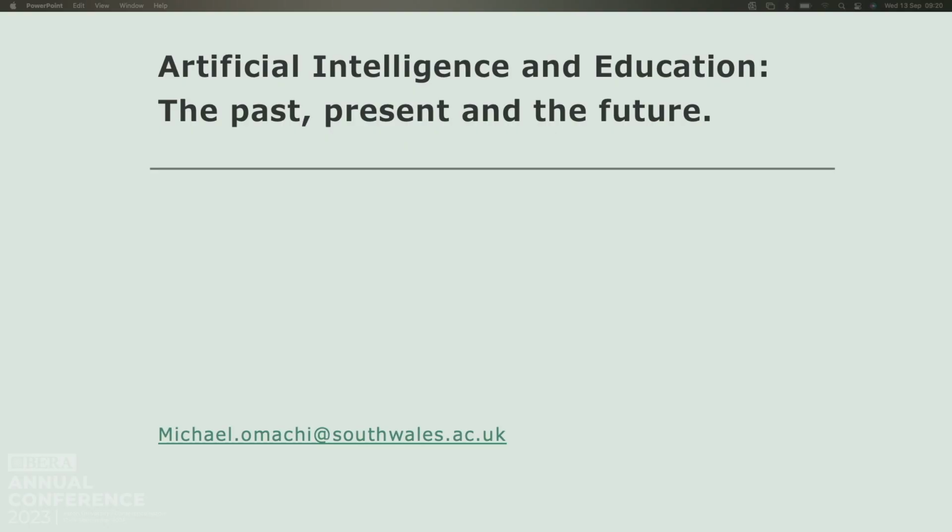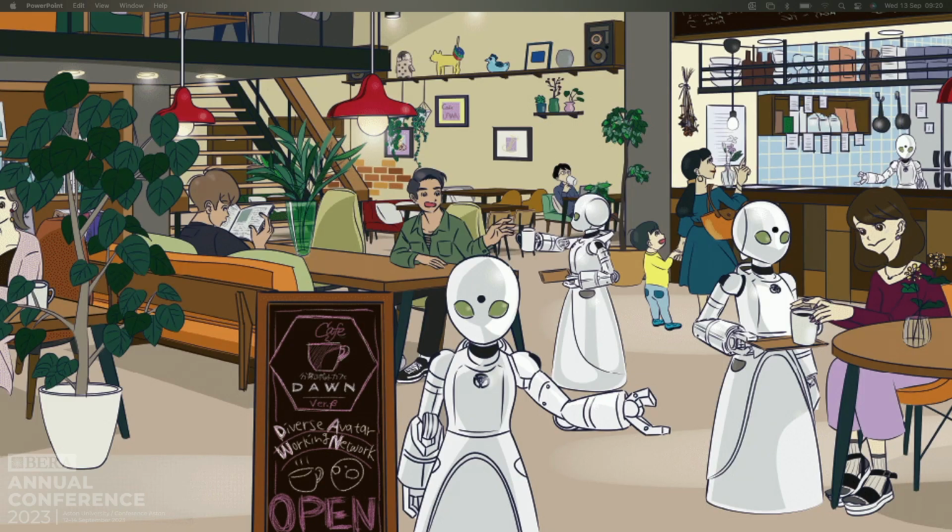The focus of my study, artificial intelligence and education, the past, present, and the future, is to try and draw out the relationship between AI and education, and to ask teachers what they think the impact of this innovative technology is going to be on their practice. And by doing so, as part of the data collection tool, I used a vignette, which I'll be showing you one right now.